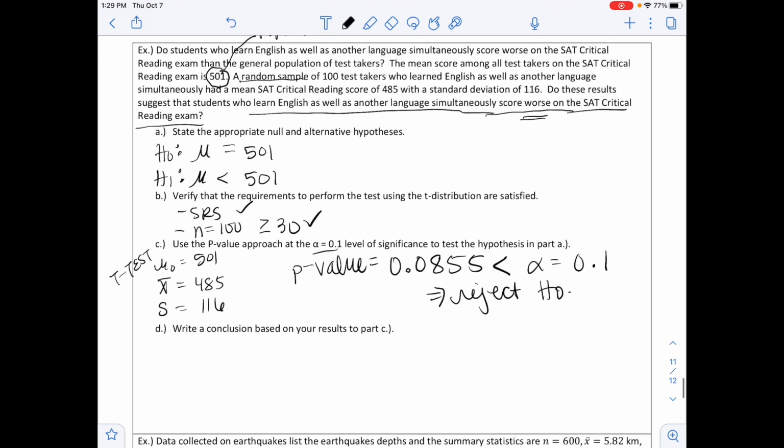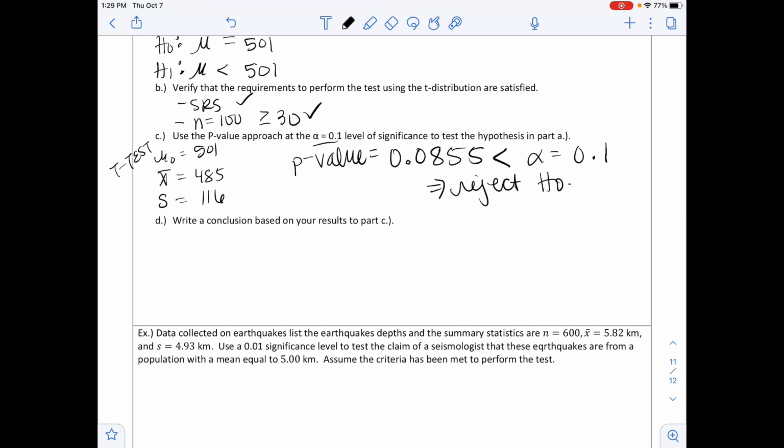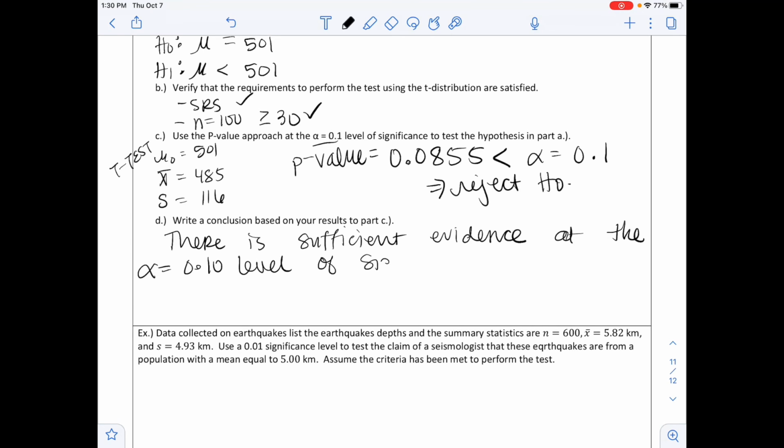So part D says to write a conclusion based upon your results in part C. So for this, there is sufficient evidence at the alpha equals 0.10 level of significance to conclude that, and then we always write down what we are testing, which is our H1, and this is going to be that students who learn English as well as another language simultaneously score worse on the SAT critical reading exam.